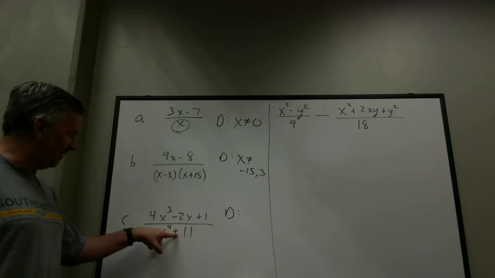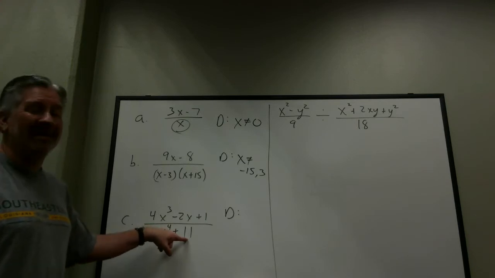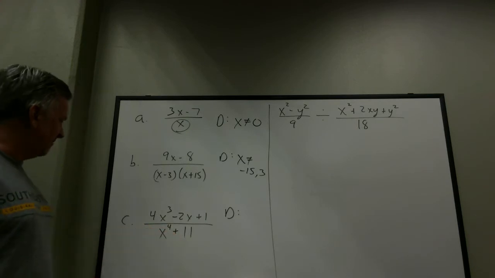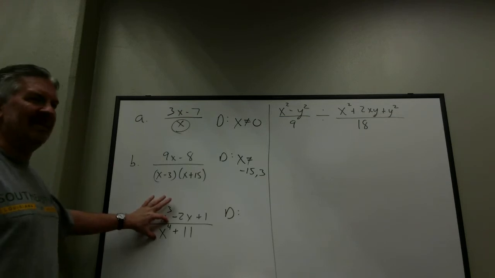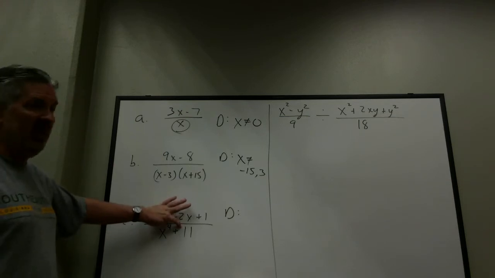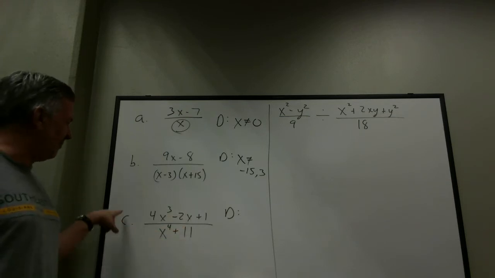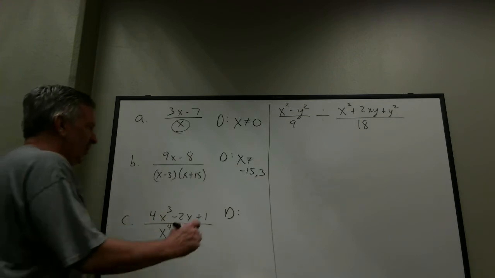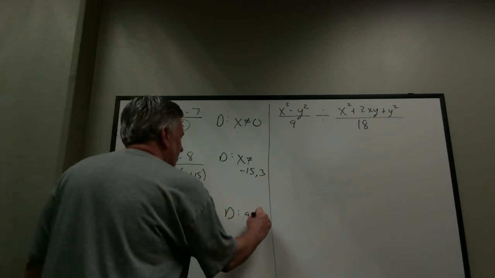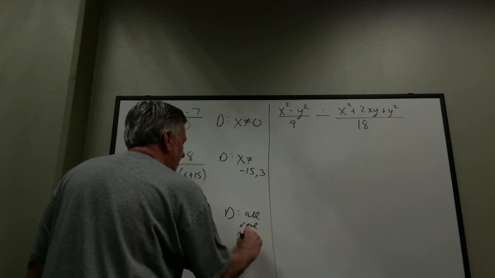That's because there's a plus here. If this were x to the fourth minus 11, it'd be a different story. X to the fourth is at least 0. If you add 11 to that, it's at least 11. So this is never equal to 0. The denominator is never equal to 0, so all real numbers is the domain.